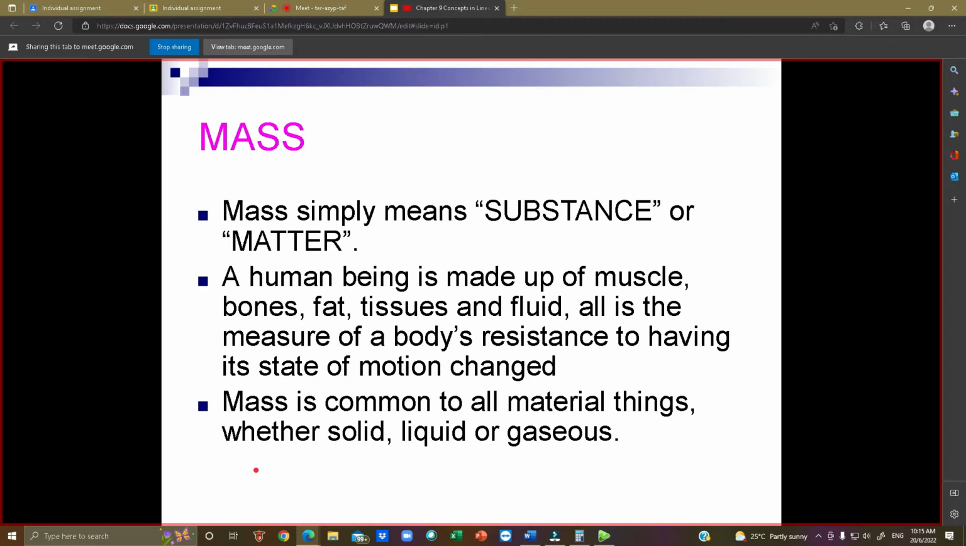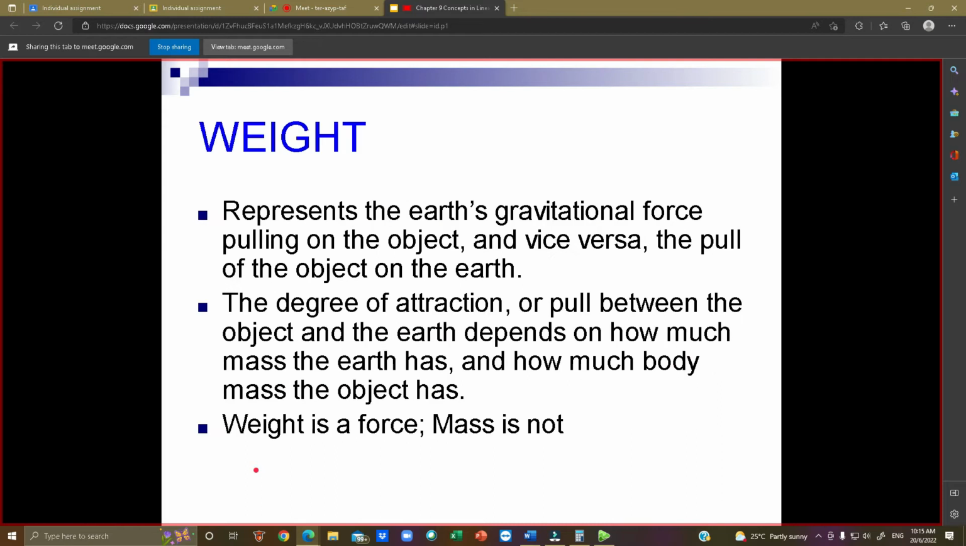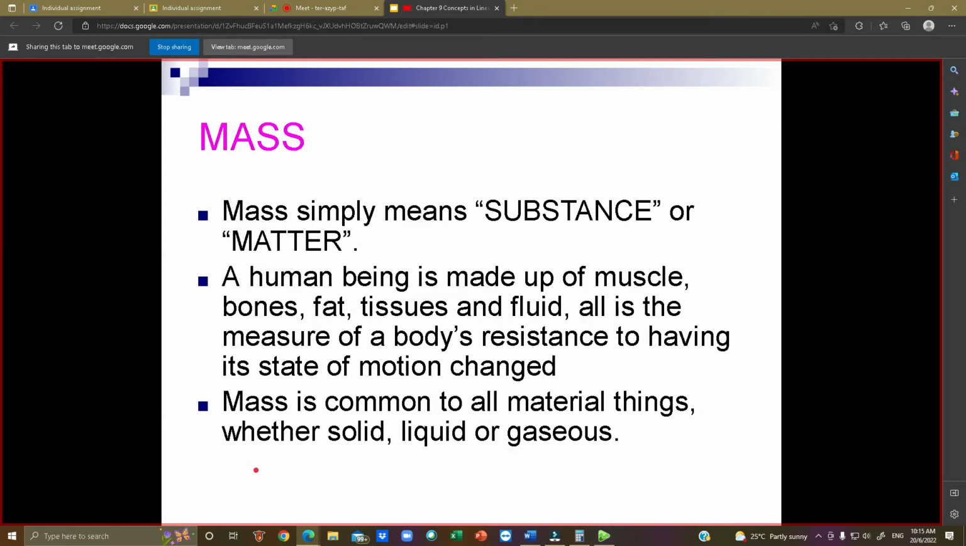Okay. The second one and the third one, mass and weight ni. Kita terangkan, kita tengok dua-dua ni sekaligus. When we talk about mass, mass simply means substance or matter. Jirim. Okay, jirim. A human being is made of muscles, bone, fat, tissues, and fluid. All is the measure of the body resistance to having its state of motion change. So mass is common to all material things, whether solid, liquid, or gases.